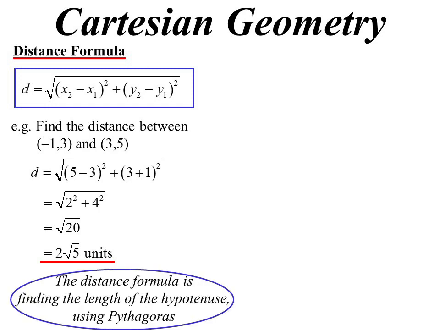As I say, it's basically Pythagoras' theorem. What we're doing is we're joining 2 points up, creating a hypotenuse of a right angled triangle, the 2 sides of the triangle being the difference in the x and the y values.